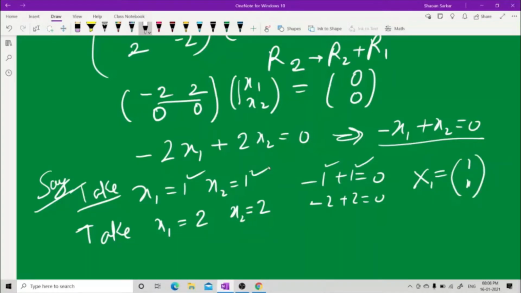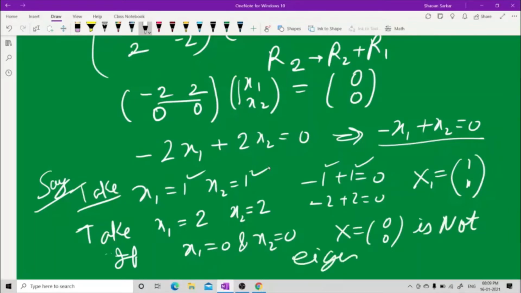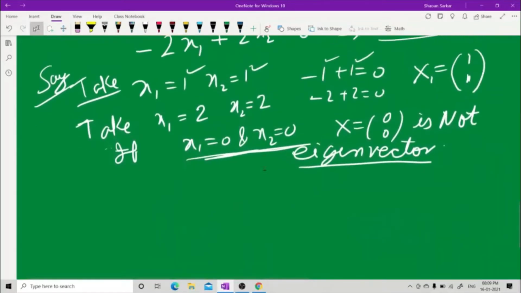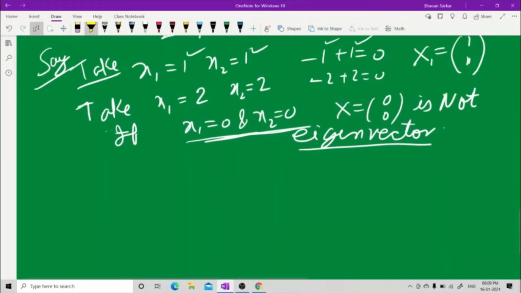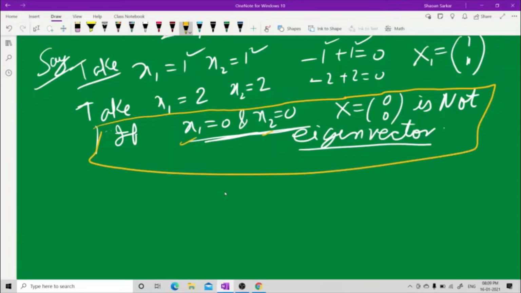Now some people may ask, if x1 is 0 and x2 is 0, then also the equation is getting satisfied. But x equal to 0, 0 is not an eigenvector. It is a zero vector. It is not an eigenvector. So I cannot take this. So I cannot take both zeros or all zeros. I hope you have understood this point, how to take the vectors in this case. This point you must keep in mind: these are the components of the vector, this one and this one, so they cannot all be zeros.